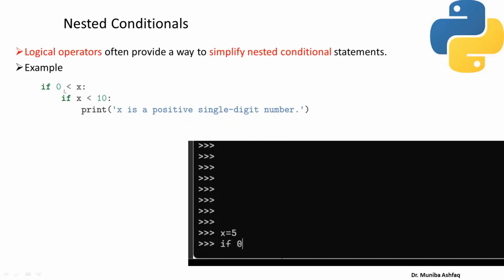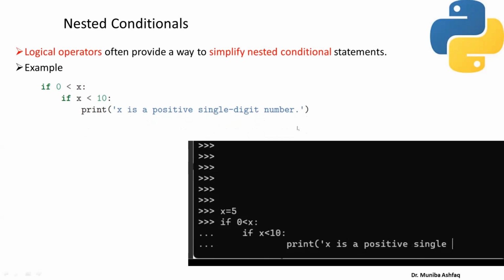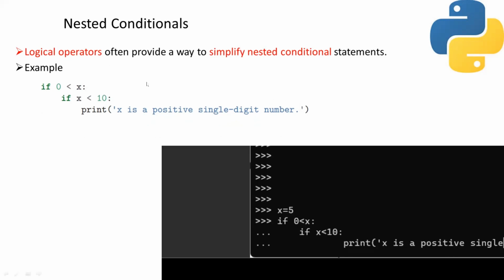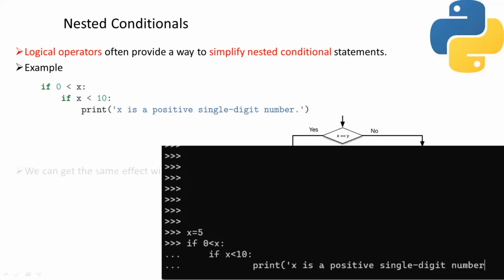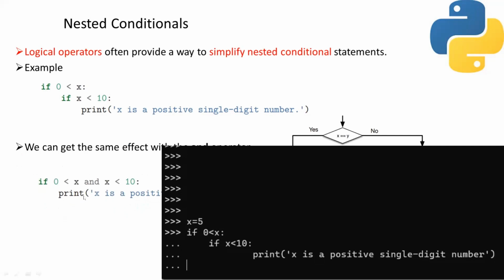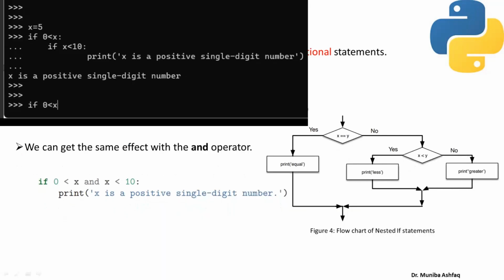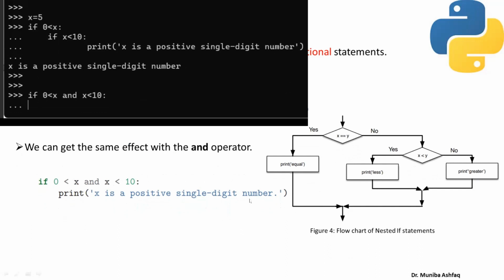Like you can see that if x is greater than 0, and within it, if this condition is true, then we can again execute this: if x is less than 10. So if it's greater than 0 and it's also less than 10, only in this condition will "x is a positive single digit number" be printed on the screen. So this would be printed if this is true and this is also true. So this can simply be replaced by using the AND operator. You can use this condition and this condition. So in that case, only this would be printed on the screen. So we can get the same effect using the AND operator.